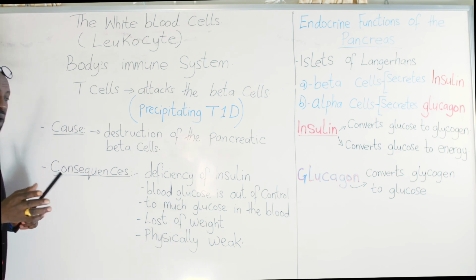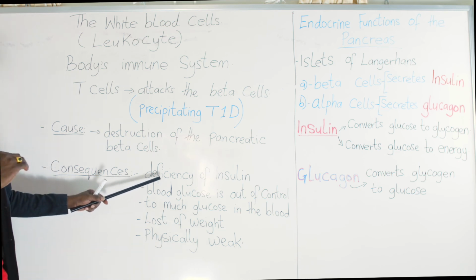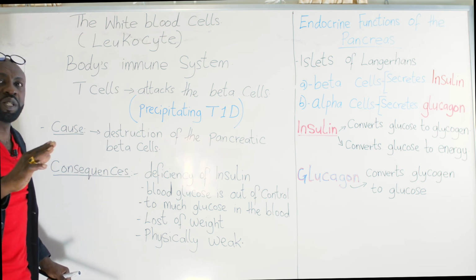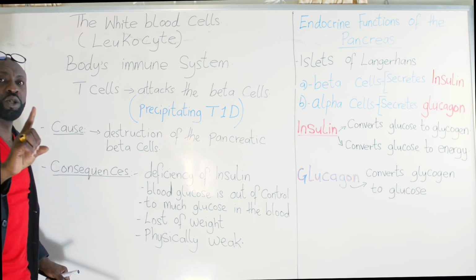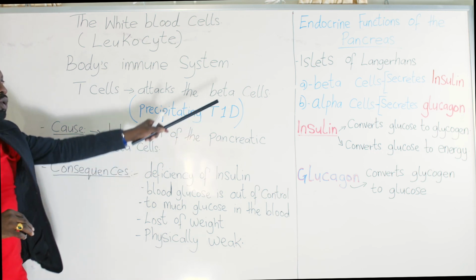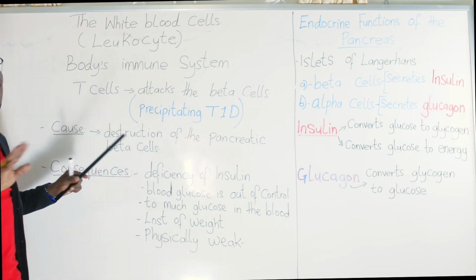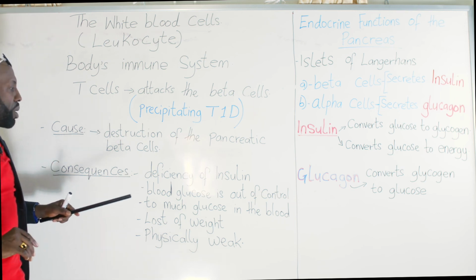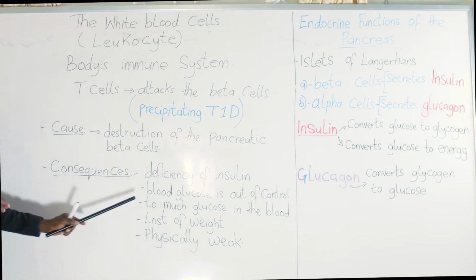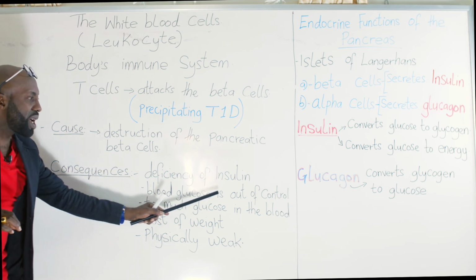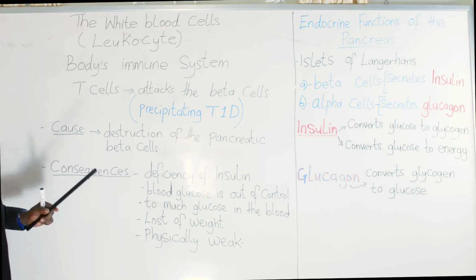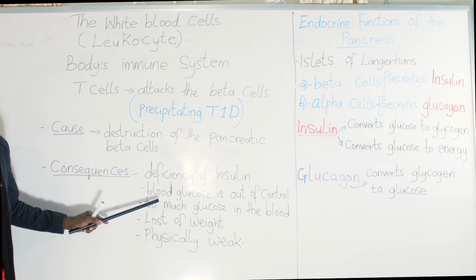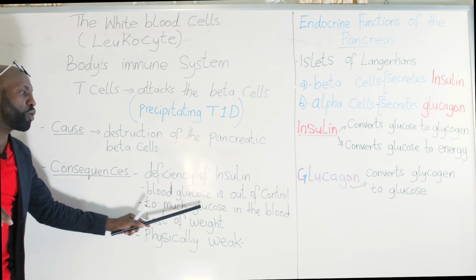The consequences are that the blood now will have a deficiency of insulin. Insulin deficiency in the blood. And once insulin is deficient in the blood, you already know the functions of insulin. Every other thing about glucose is grounded. Number 2 consequence, the blood glucose is out of control. No control. And when there is no control of your blood glucose level, you will have too much glucose in your blood.